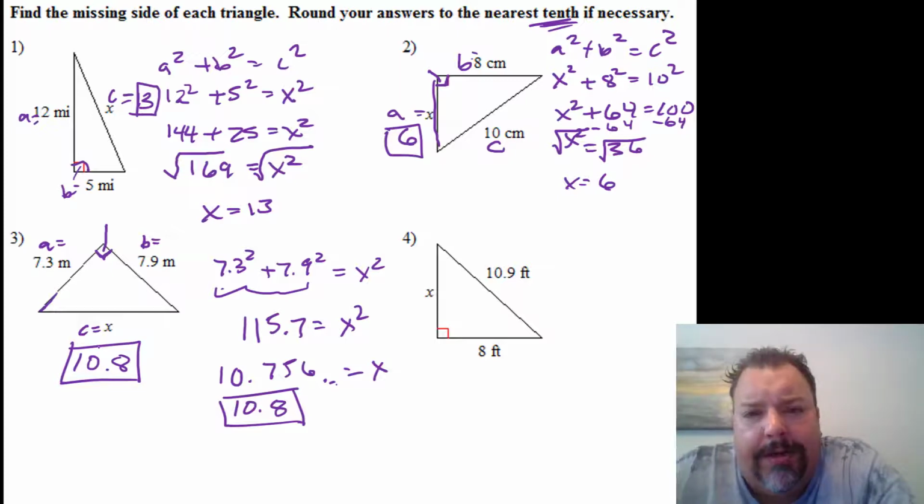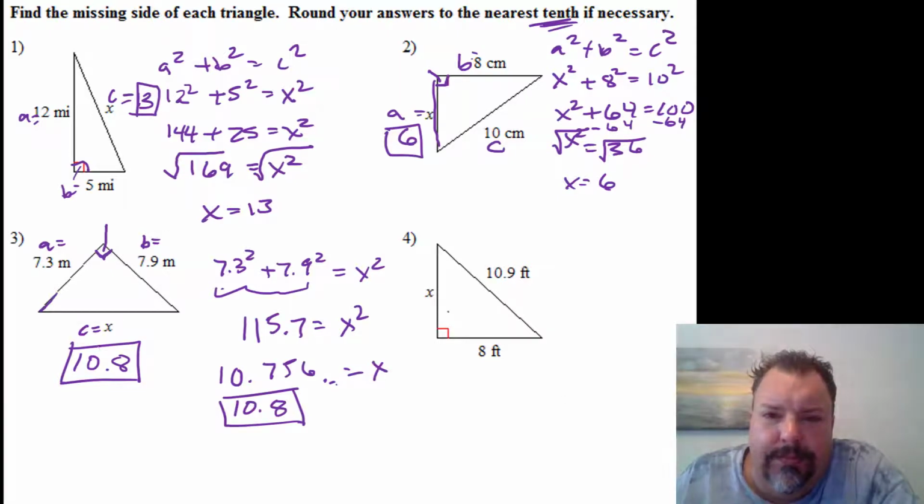Okay, number 4. Here we have a side of 8. Here we have another leg that we have to find. Here we have 10.9. Which side is the hypotenuse? That's right, the 10.9 is going to be our hypotenuse. And x here is a leg. So we're going to have x squared plus 8 squared is equal to 10.9 squared.